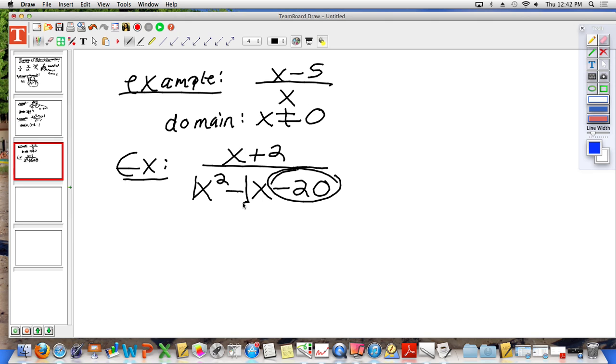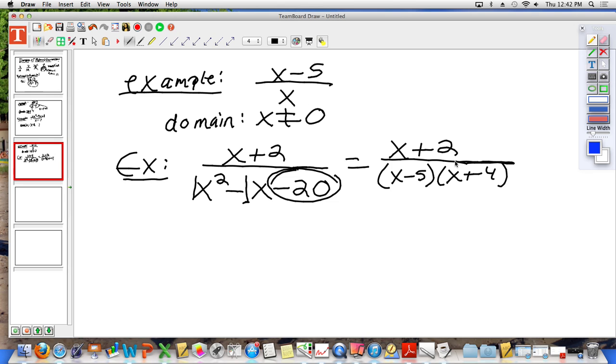Negative 5 and 4. So I'm going to say, okay, well, this really is equal to x plus 2 over x minus 5 times x plus 4. Did I change the value? No. I just made it look a little different.